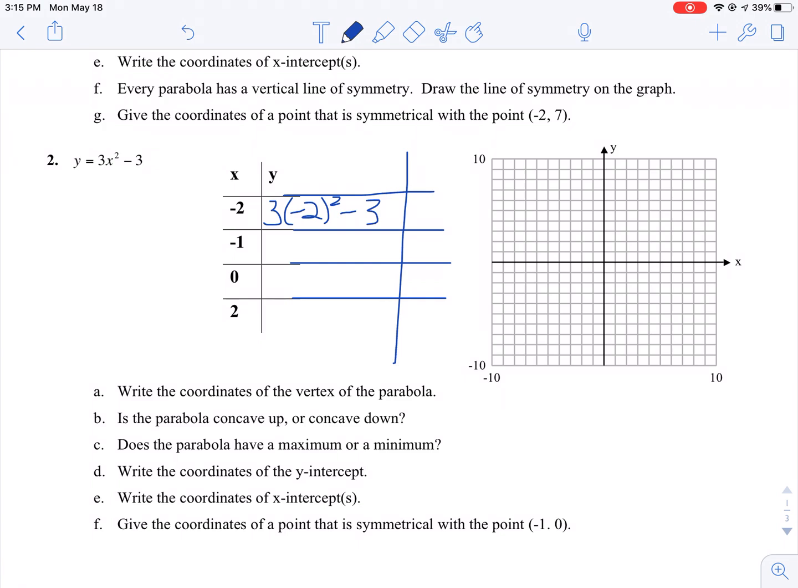And when you're dealing with those negatives, make sure you use your parentheses if you type that into a calculator or something. But negative 2 squared is 4 times 3 is 12. And then you subtract 3 and you get 9. So if negative 2 goes in, 9 comes out. So we're right up here for that point, negative 2 comma 9. And the next one, if I put a negative 1 in there, I square it, multiply it by 3, subtract 3. So I squared negative 1, that gives me a positive 1, times 3 is 3, minus 3 is 0. So at negative 1, I'm down here at 0.